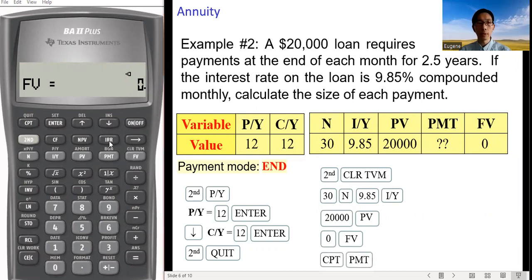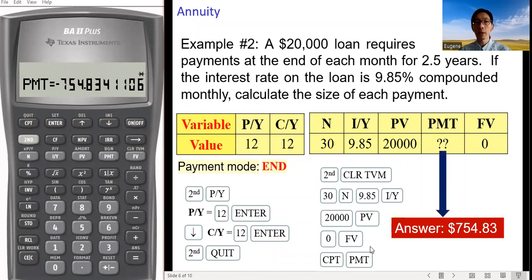We can compute the payment PMT. So compute, CPT and then the button PMT. We get the payment amount. This is the amount we need to pay for the loan at the end of each month, a cash outflow. So from the calculator, we have a negative value. So the payment is $754.83.